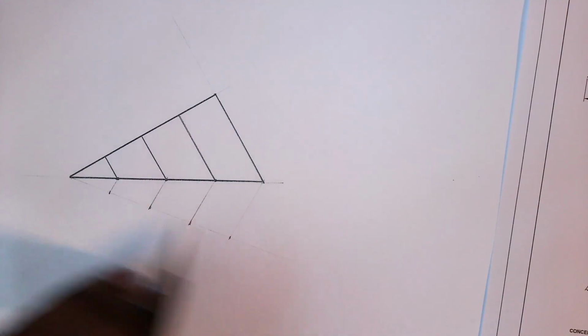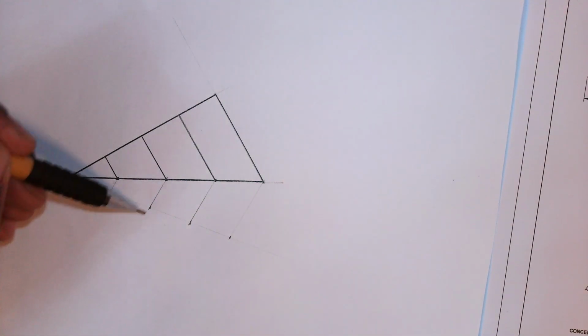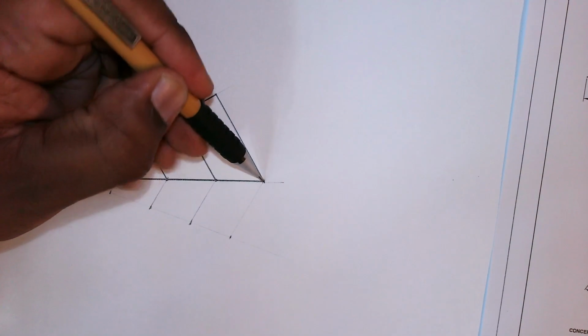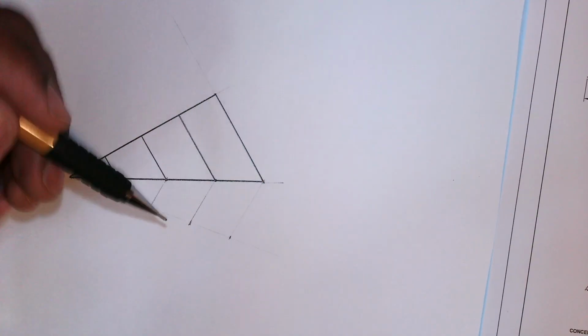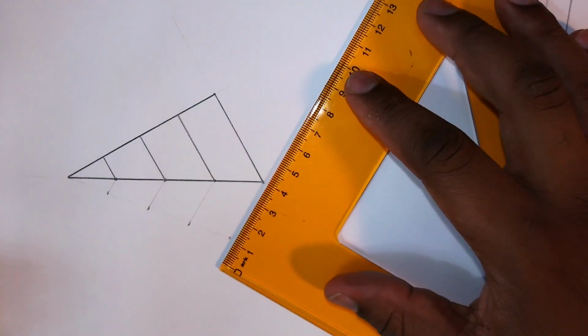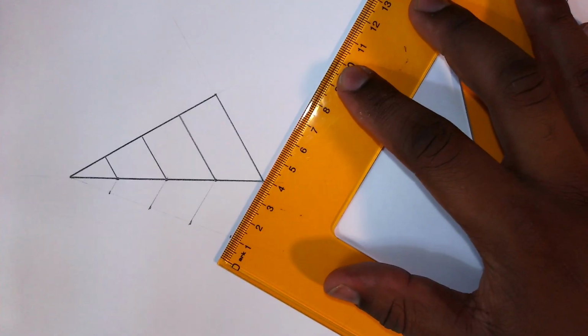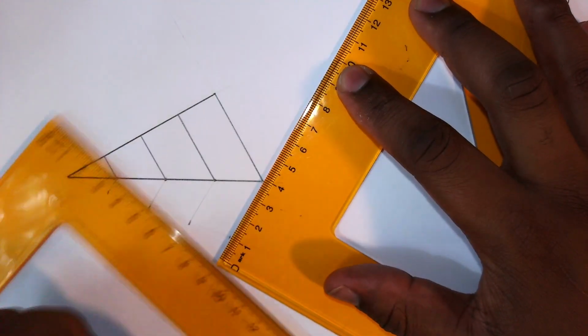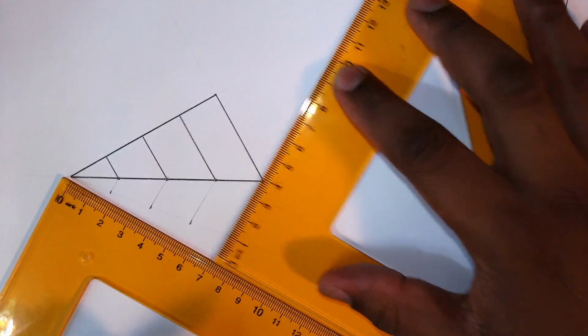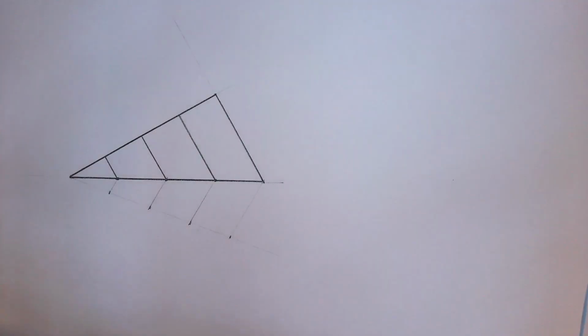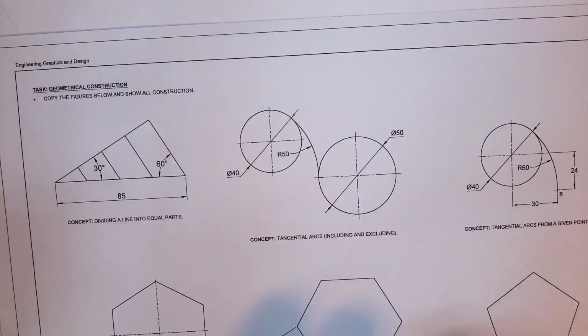You just draw a line at an angle, you mark the points, and then you join the last point with this point. Then you take your set square, align it with the line, put the other set square next to this one, and slide it to draw the lines. I hope this makes sense. Now I'll move to the next figure.